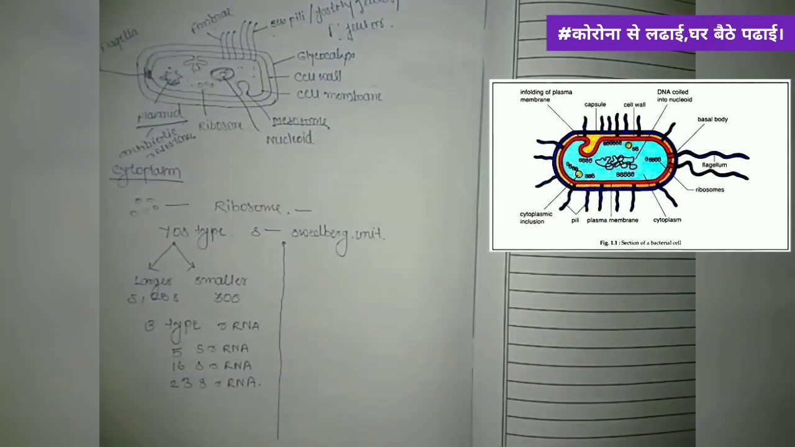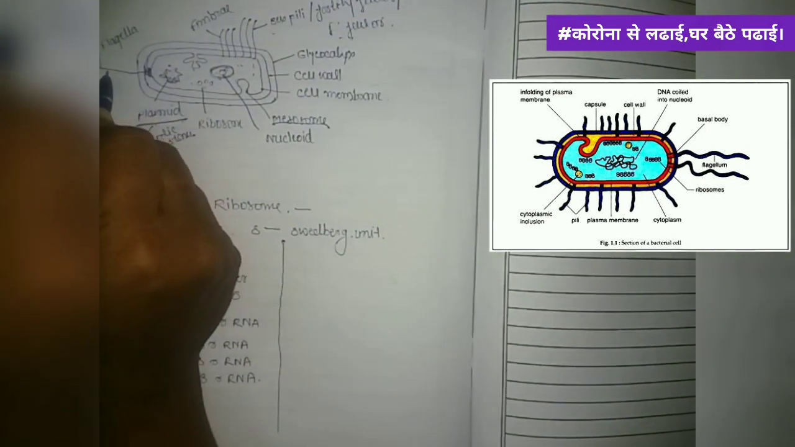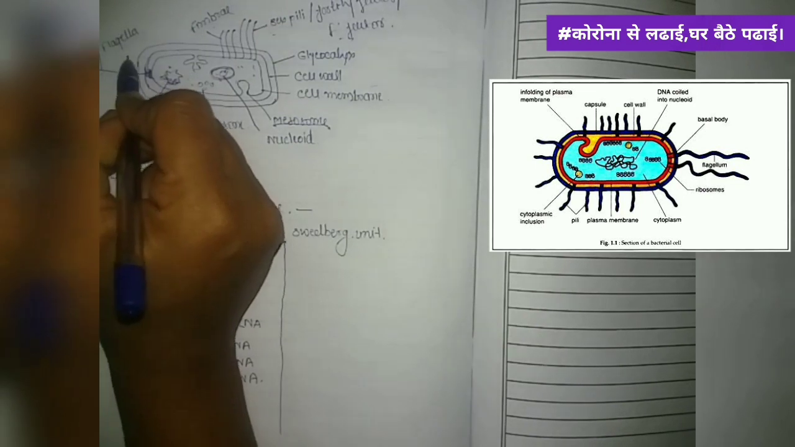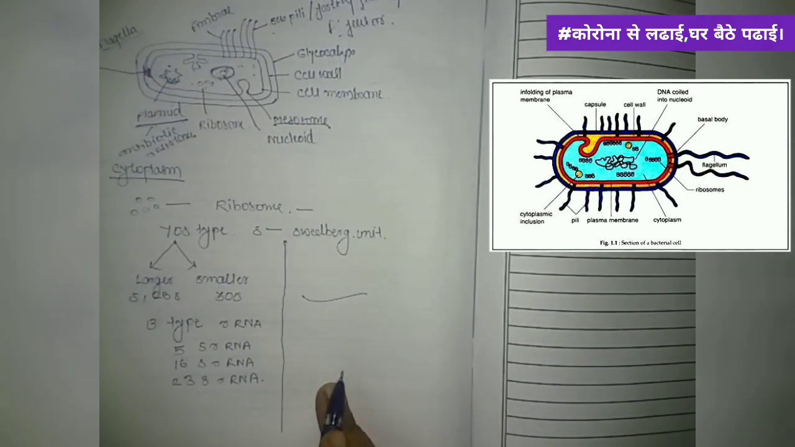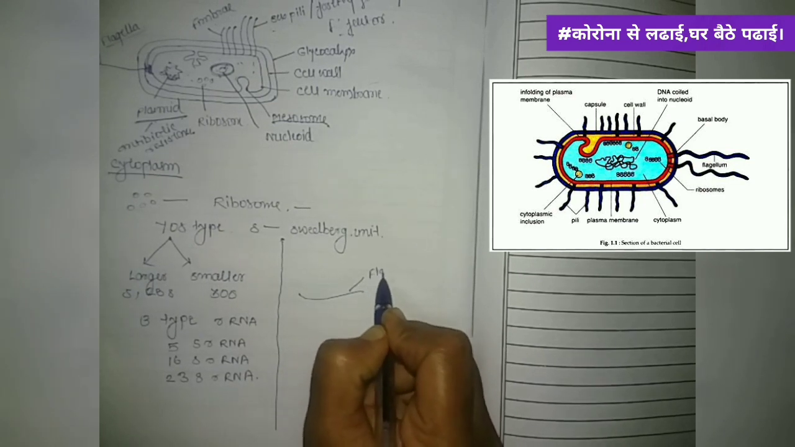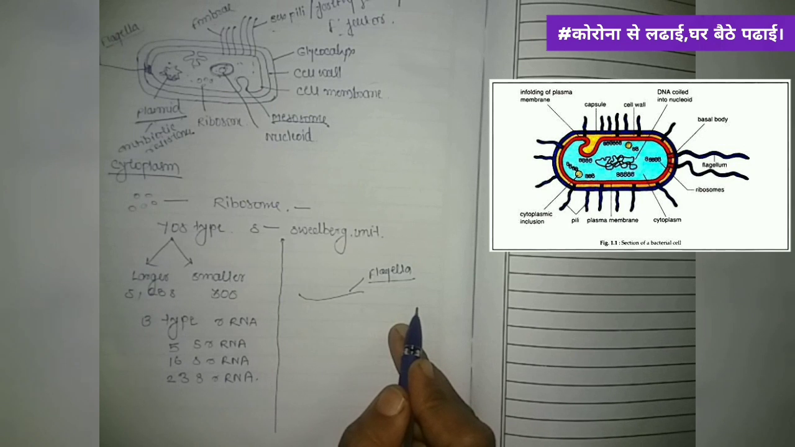Then here this long hair-like structure is known as the flagella, and this flagella helps for the motility. It provides the motility, or it helps in the movements, means transfer from one point to another point. That's why this flagella provides the motility, or it helps in the movements.